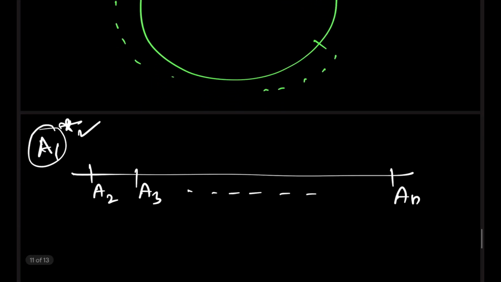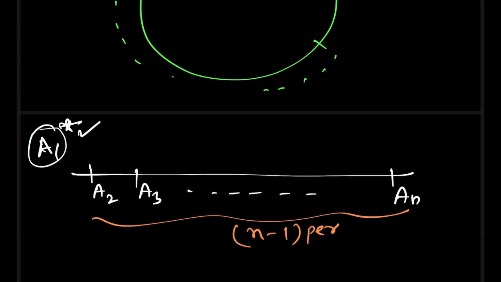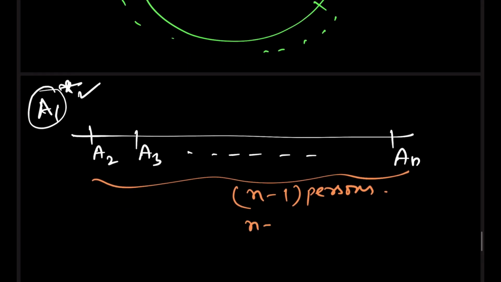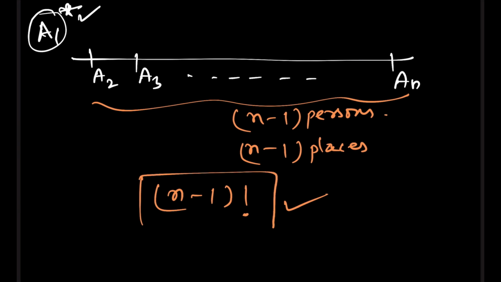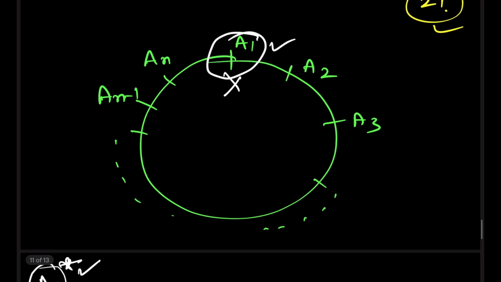Now you are left with only n minus 1 persons, and we have n minus 1 places where they will sit. Applying the linear permutation formula, it gives us n minus 1 factorial. I hope you have understood how this n minus 1 factorial comes for the circular permutation. You have to fix some person, and only in that case will the arrangements be different. Otherwise, if you don't fix it, it will be the same for multiple cases and you will not get the result.